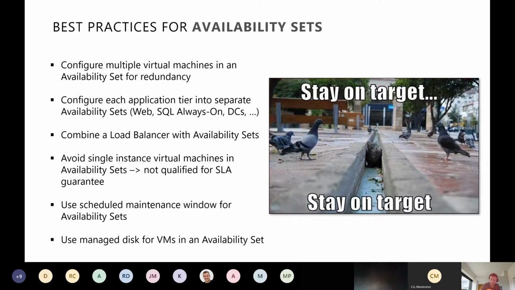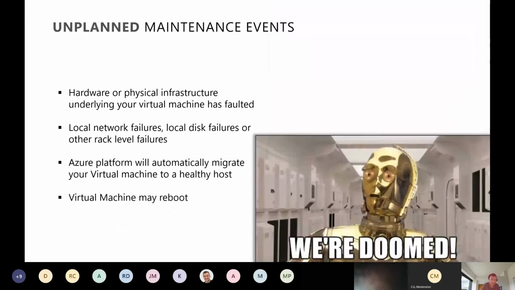Also, never place a single VM in an availability set because then your SLA will change from 99.95% to 0. And best is to use the scheduled maintenance window when planned maintenance is ahead. So if there's planned maintenance and your VMs are running inside an availability set, you can just let it go because your workload will always be up and running. And for complete redundancy until the storage level, you should always use managed disks for the VMs you place in an availability set. So keep those tips in mind when you start deploying availability sets.